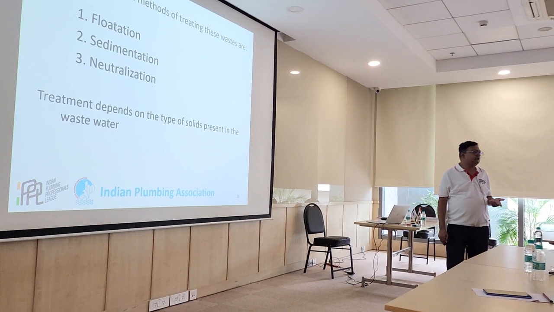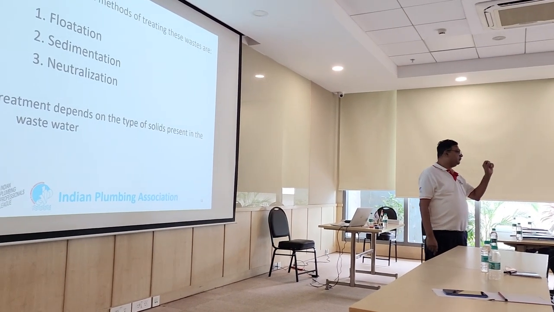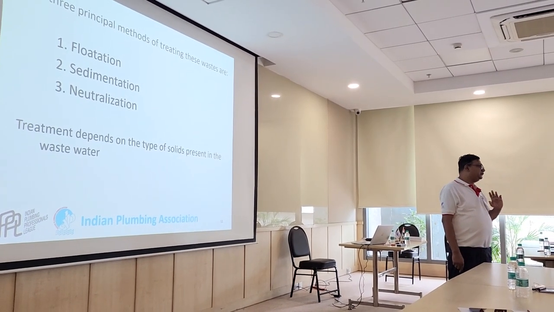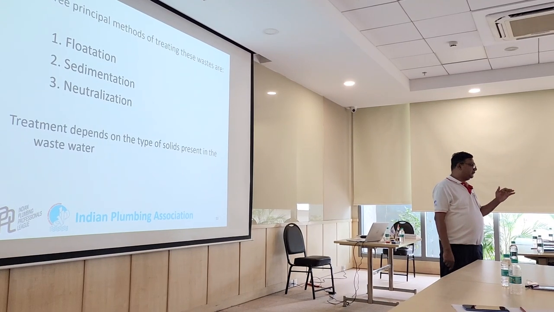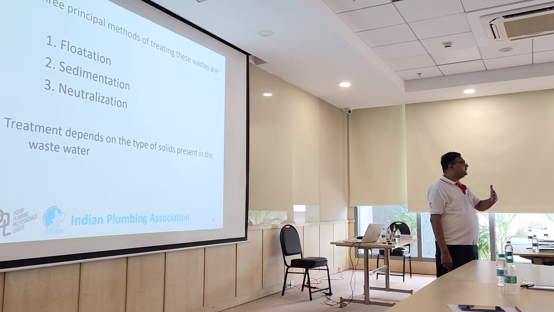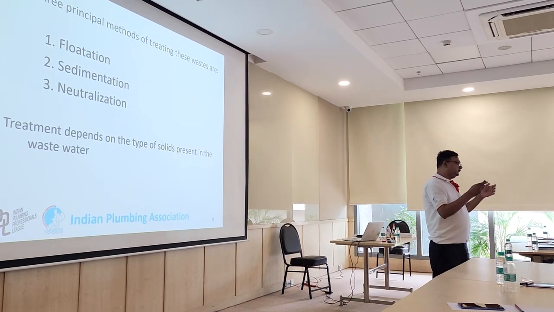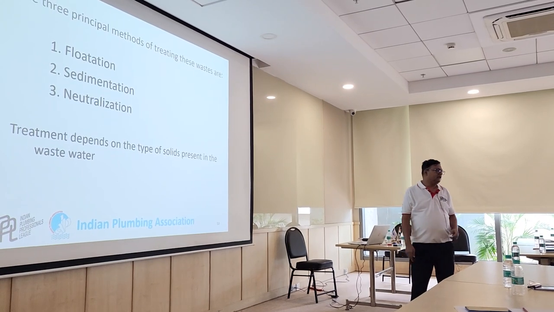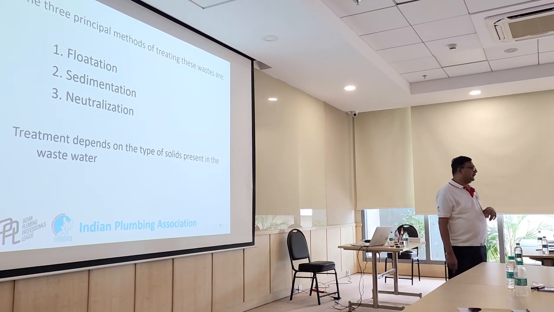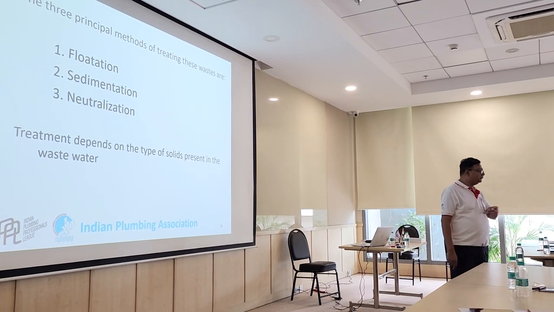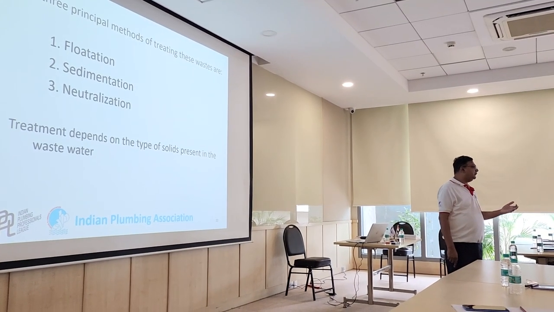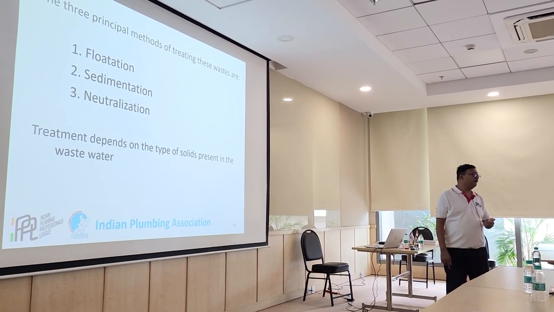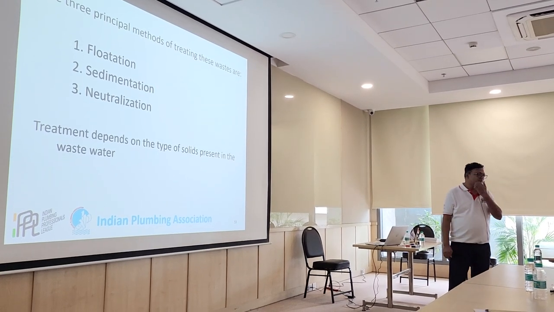Sedimentation. So what is sedimentation? Allow the bigger particles to settle down. How can you allow that? Either you coagulate them by using alum, or if you don't have that much time, you can allow the water to be stagnant for some time. The coarse particles will automatically settle down. And neutralization, like pH. You can neutralize pH, either alkaline or acidic, whatever the nature. 7 to 8 is the range, so you can add either acid or alkaline liquids and neutralize it so that it will not impact the carriage system, which is piping.